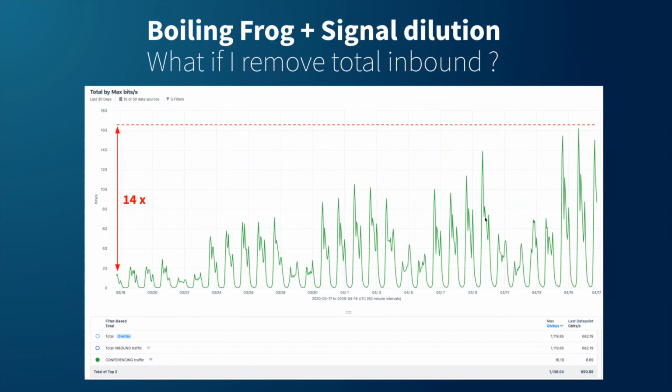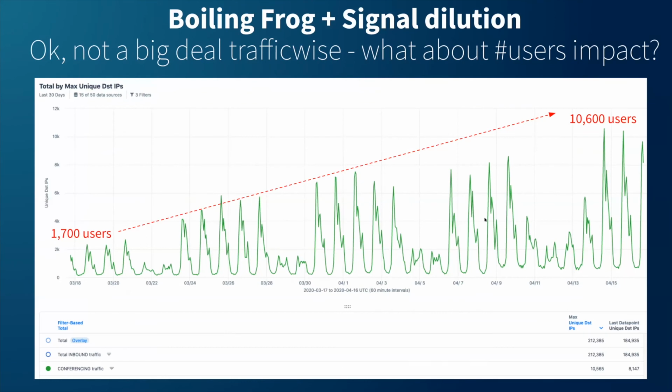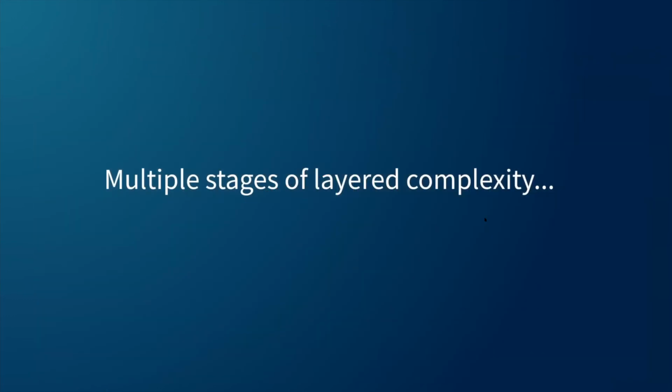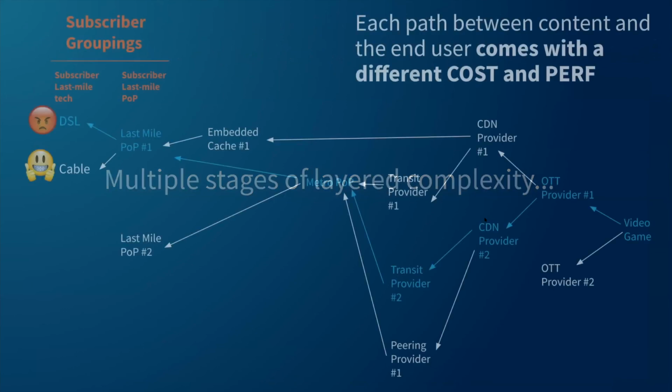But you can look beyond plain traffic and look at the number of unique destination IPs. Basically, whatever problem you had with conferencing that would impact 1,700 users 30 days ago now impacts 10,000 users. It's a whole different game, right? And so again, multiple stages of layered complexity.